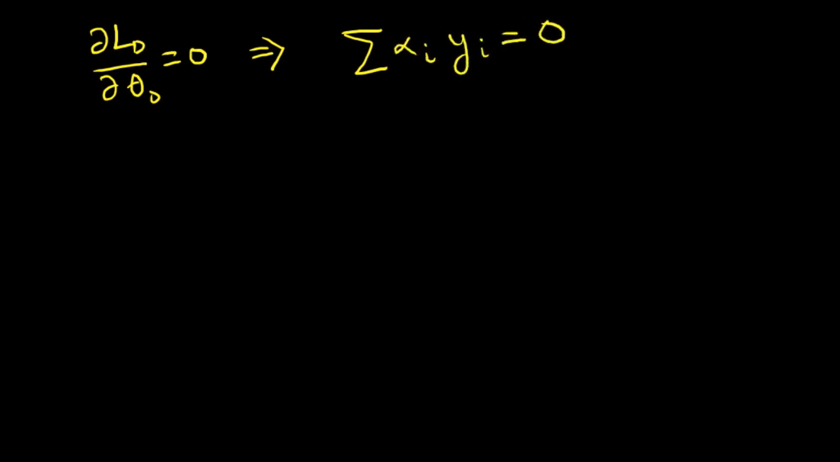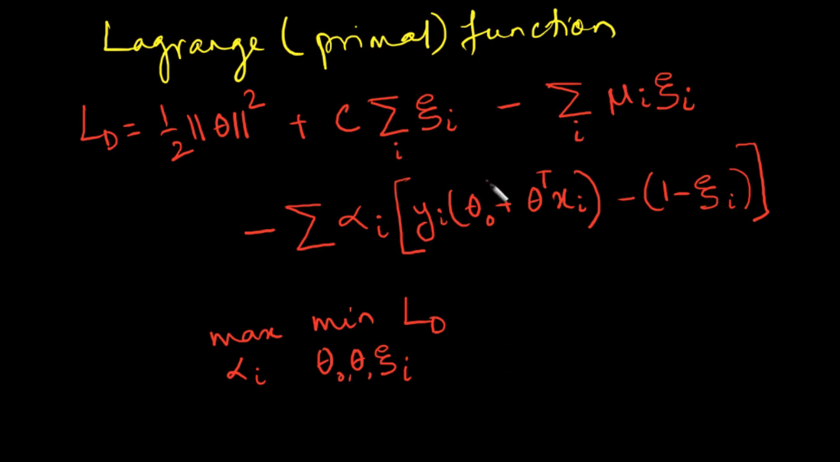So you have dou LD by dou theta 0 is equal to 0. And what does that imply? Like earlier, it is summation of alpha i times yi is equal to 0. Why is that so? Because theta 0 is only present over here. All these terms will go to 0 when you take a derivative with respect to theta 0, and what will only remain is alpha i times yi.